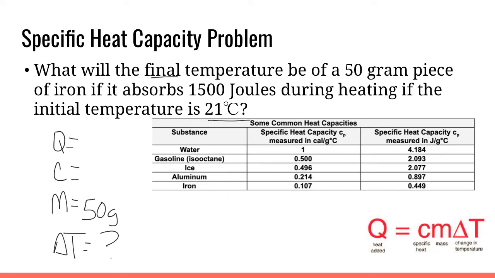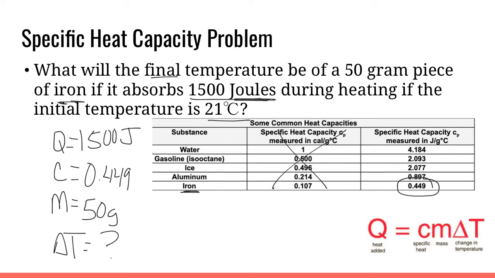When I look at Q, which is the amount of energy that went into it, it's 1,500 joules. And then C, I know that I'm working with iron, and I know that my Q is in joules, so I don't need this one about calories. So I'm going to end up with 0.449, and that would be J per g degrees Celsius.